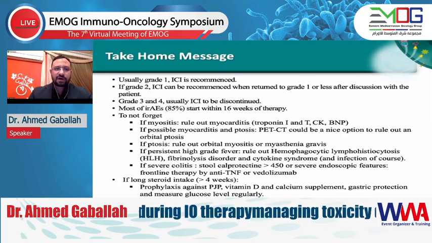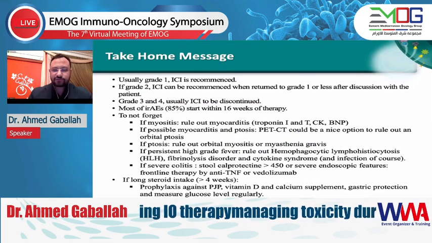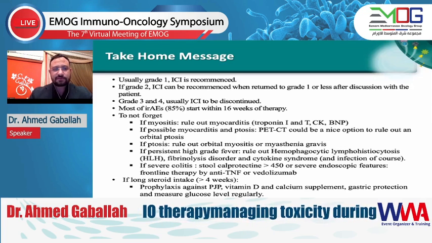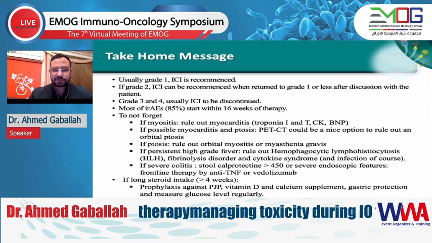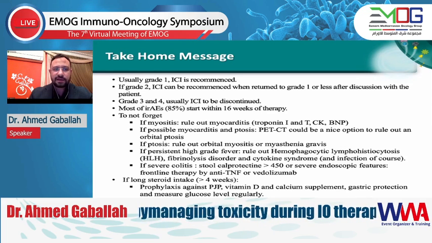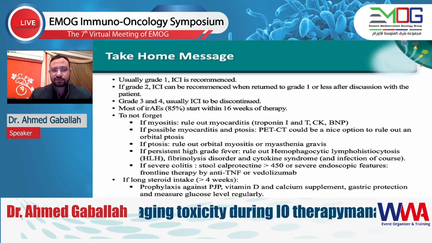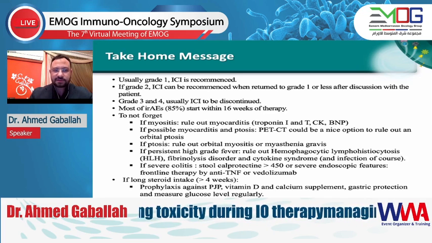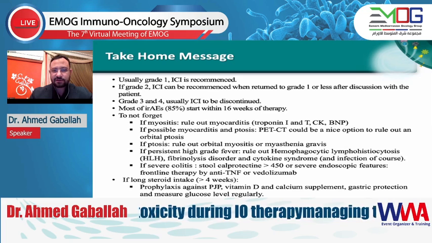So our take-home message: usually we have toxicities with immune therapy. I think more than 30-35% of patients develop toxicity. But alhamdulillah, thank God, they are grade 1 or 2. If we have grade 3 or 4 toxicity, usually the immune checkpoint inhibitor should be discontinued. Most of the toxicities occur within the first 3 months of therapy.